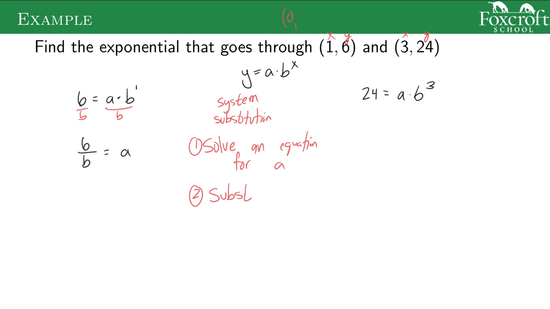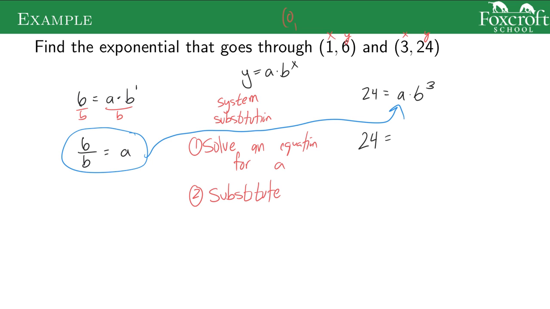Our second step, now that we have a solved, is we can do our substitution. So we can take this thing and plug it into our other equation for a. So now we get 24. Instead of a, I'm going to write 6 over b times b cubed. Step 3 is to simplify a bit. You're always going to have this kind of fraction, but remember we have these exponent rules. If this b cubed is on the top and this b is on the bottom, we subtract the exponents, and that's going to give us b squared.